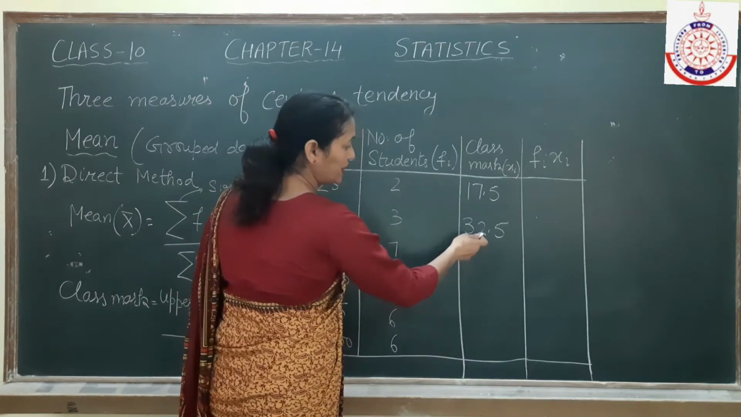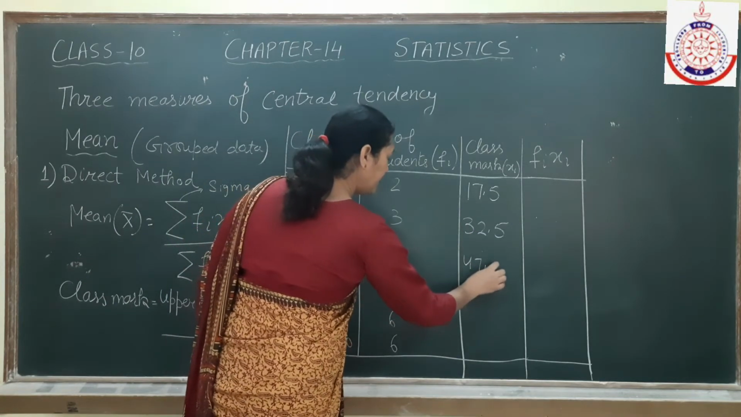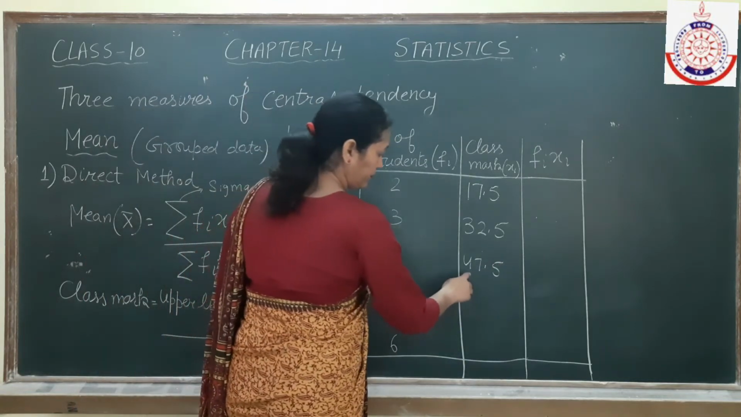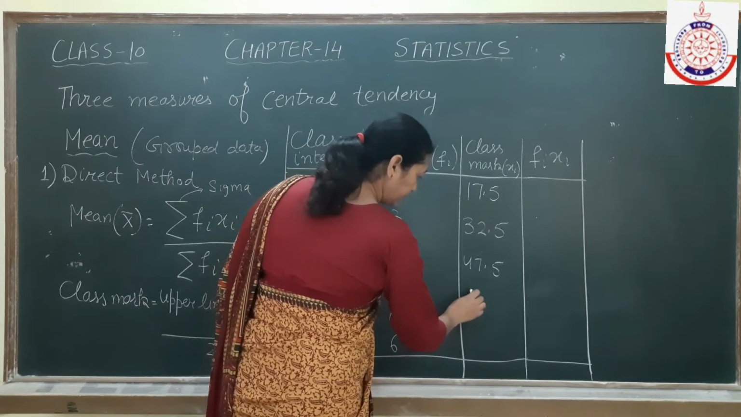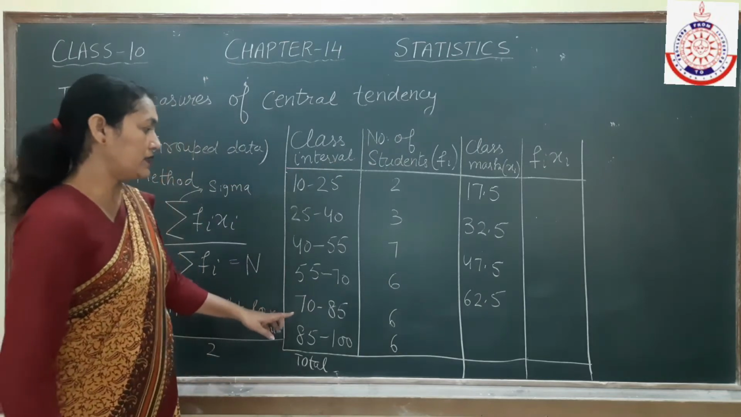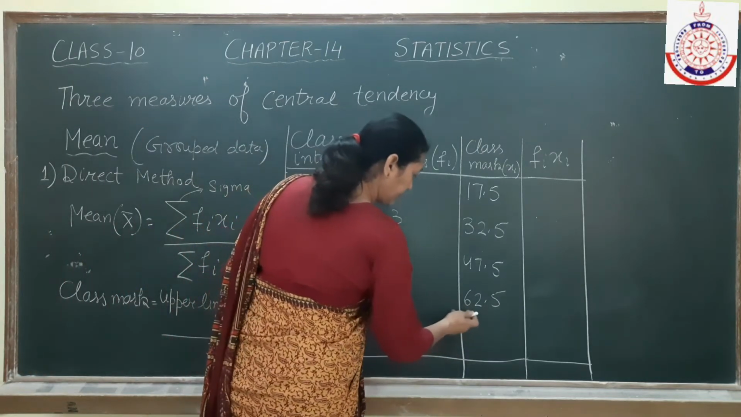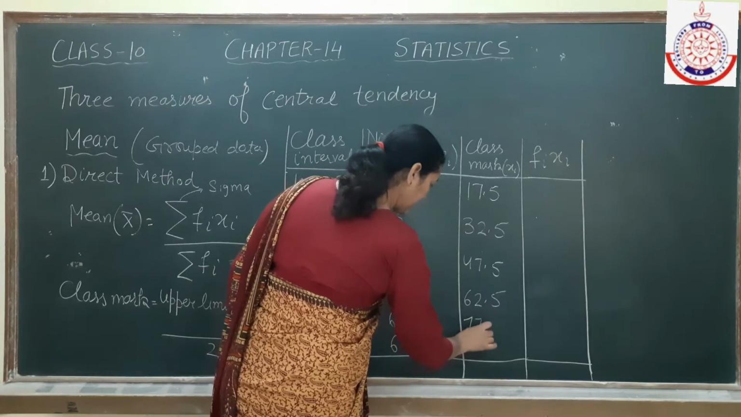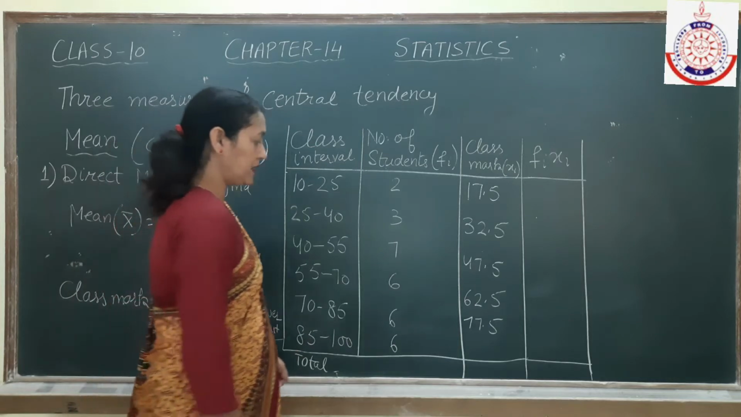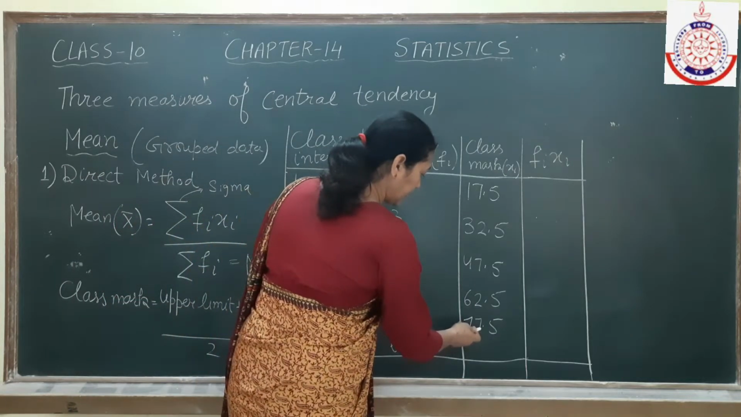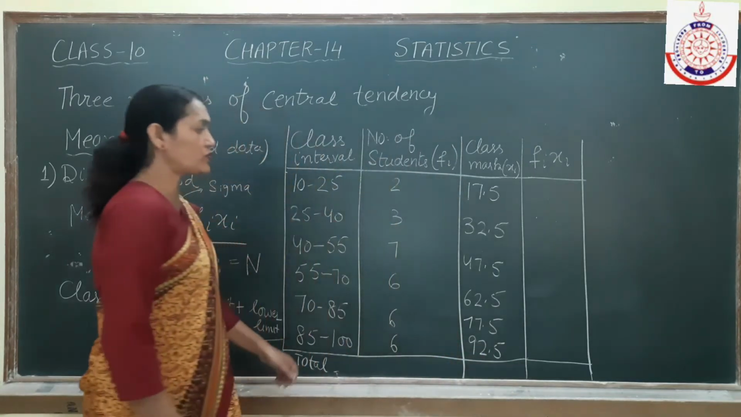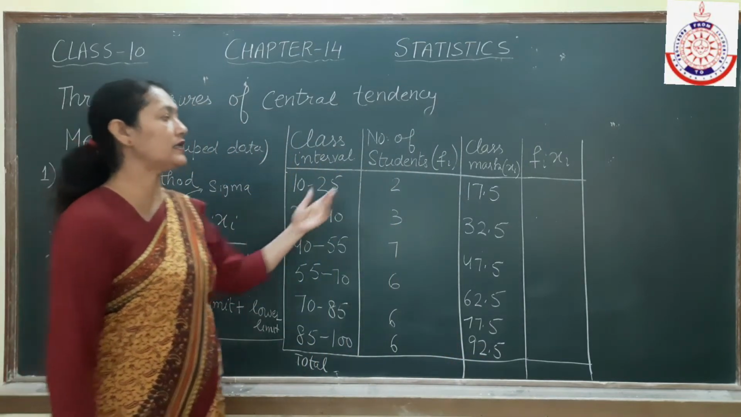So 32.5 plus 15, 47.5. 47.5 plus 15, 62.5. Then 62.5 plus 15, 77.5, and for 85 to 100 it will be 77.5 plus 15, 92.5. So corresponding to each class interval we have obtained class marks.